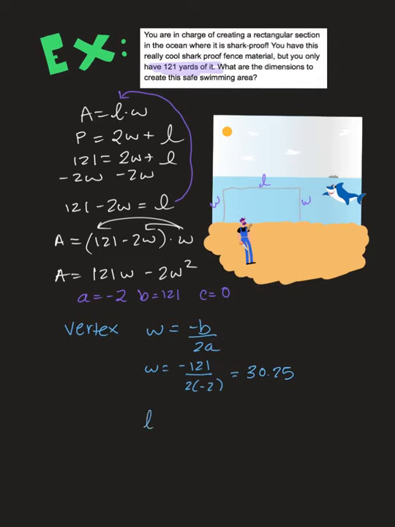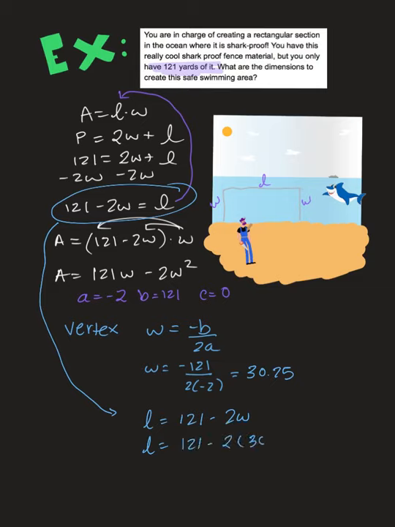And then if we want to solve for our length, we've got that formula here. So that's 121 minus 2W. We know that W is 30.25. So just plug that in for W. And then our length, when we calculate that, is 60.5. And then going back to what the problem asked, what are the dimensions to create the safe swimming area? Let's just write them out formally.